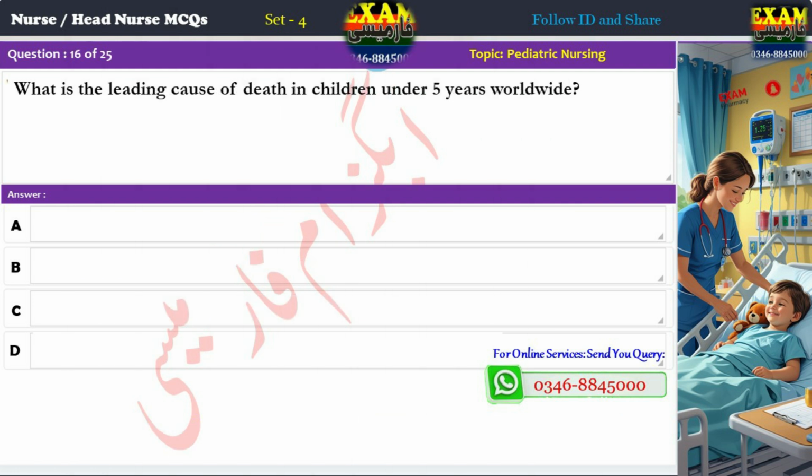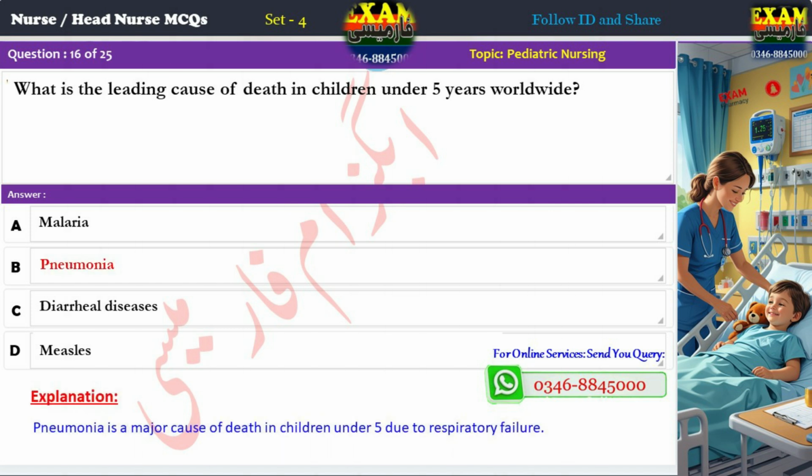Question 16. What is the leading cause of death in children under 5 years worldwide? A. Malaria. B. Pneumonia. C. Diarrheal diseases. D. Measles. Correct answer: B. Pneumonia. Explanation: Pneumonia is a major cause of death in children under 5 due to respiratory failure.